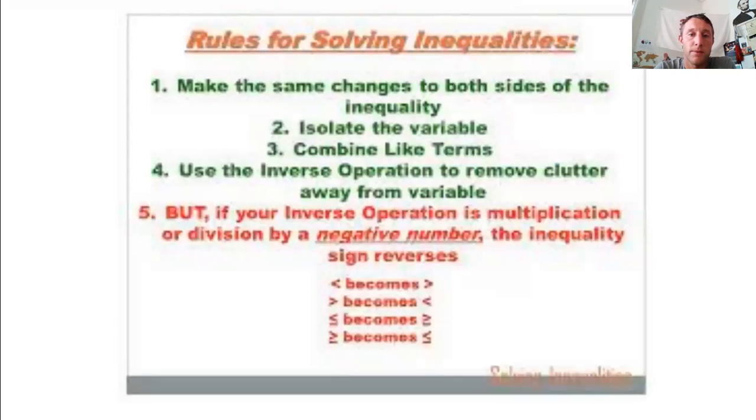There are some rules for this. So check this out. Make sure that the same changes to both sides of the inequality. Remember, we minus 7 on the left, do it on the right. Isolate the variable, combine like terms like we've been learning. Use the inverse operation to remove clutter away from the variable. This is really important, but if your inverse operation is multiplication or division by a negative number, the inequality sign reverses. So this is really important. So if, let's say, we had negative 2x and I divide it by negative 2, whatever I do to that other side, that sign's going to flip, okay? So that's really important, and we'll practice that. We won't get into that actually much today, but just good to know.